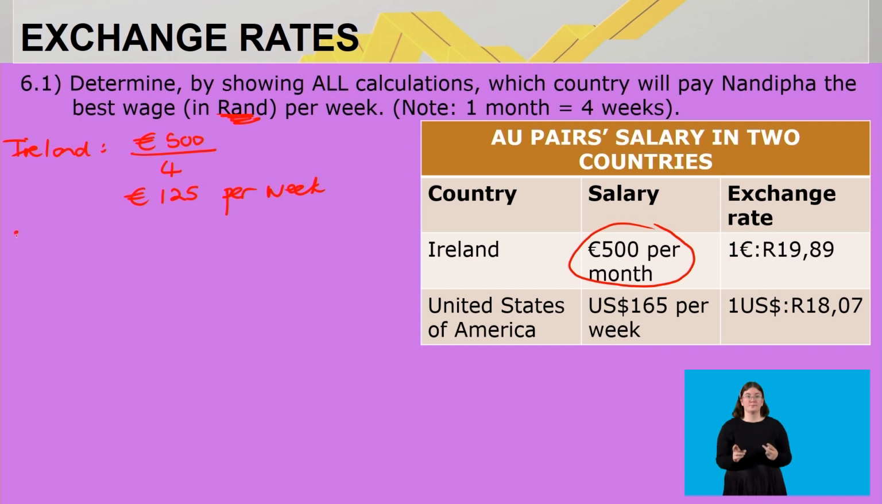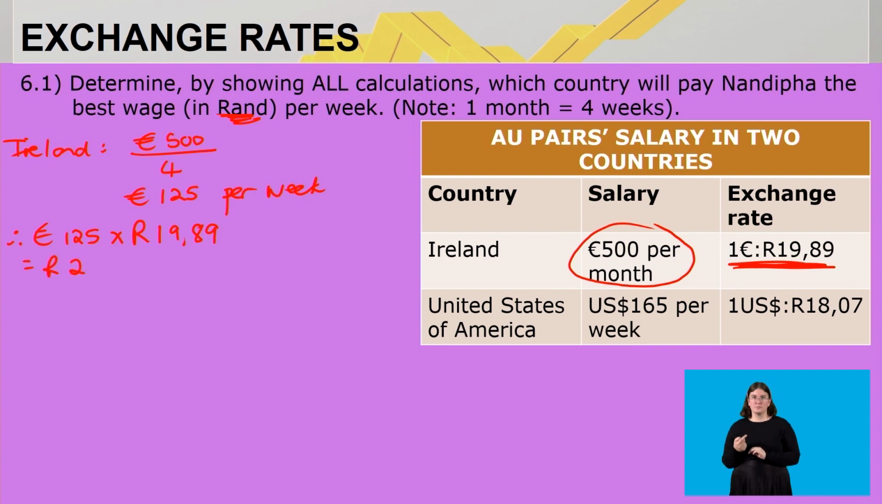Guys, but important, we want to know what is the best option in rand. So therefore, I say, okay, the 125 euros per week, now look at the exchange rate between South African rand and the euro, multiply by 19.89. So what will that give us? Multiply by 19.89. So that will give us an amount of 2,486 rand and 25 cents. So this is our first option if Nandipa decides to go to Ireland.